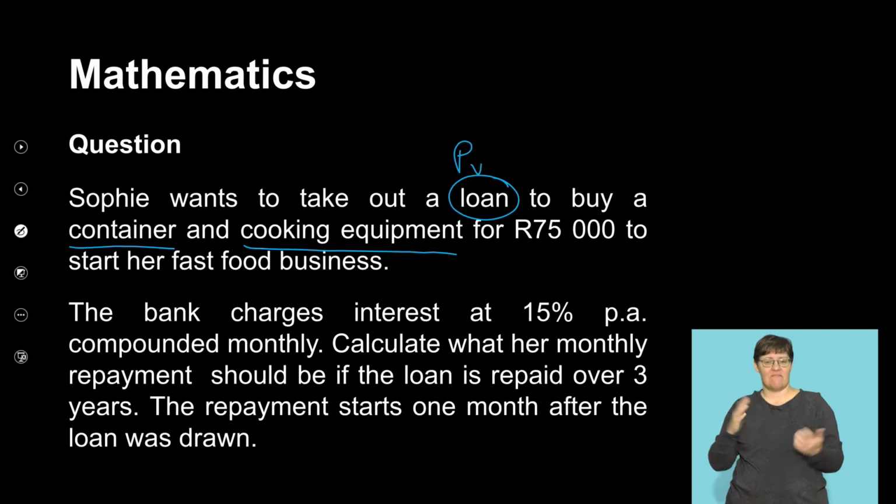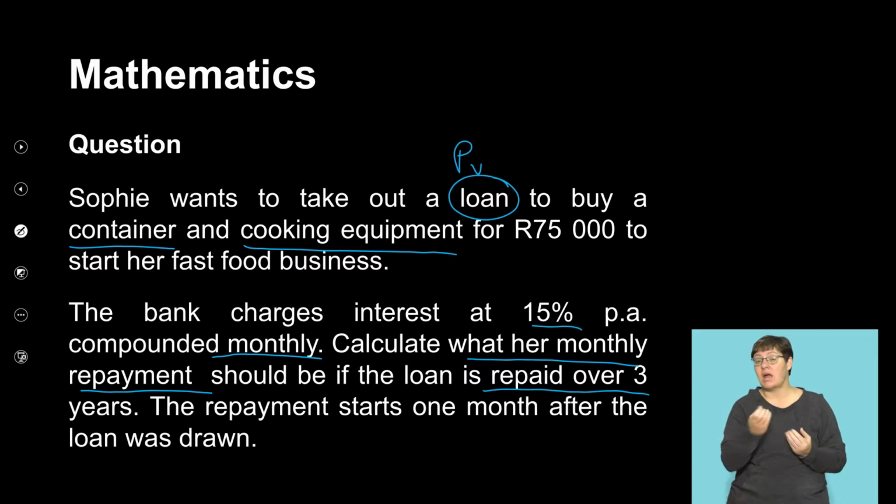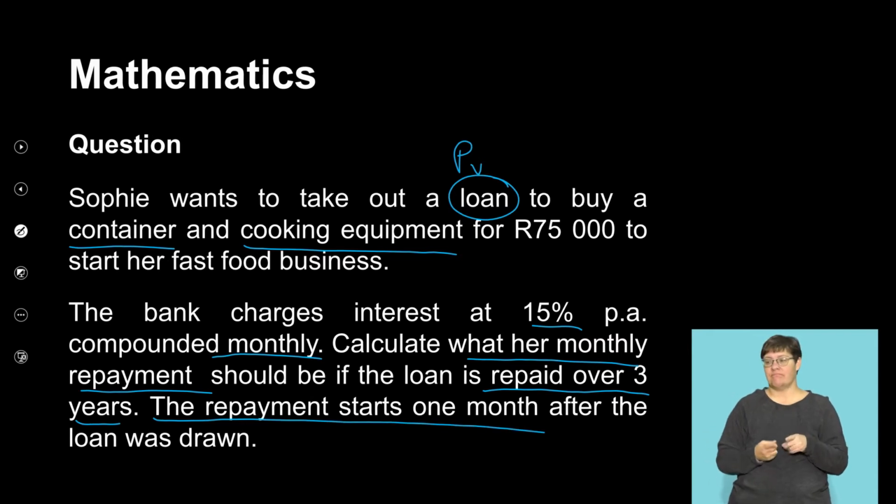So she wants to then start a fast food business. To start up, she says, okay, I need a container, I need some equipment. It will cost me maybe 75,000 or more, but I want to take out a loan of 75,000. Now, the bank charges interest at 15% per annum, compounded monthly. Now you must calculate what her monthly repayment should be if the loan is repaid over 3 years. You know, this statement will most likely always be there when it comes to a loan: the repayment starts 1 month after the loan was drawn.